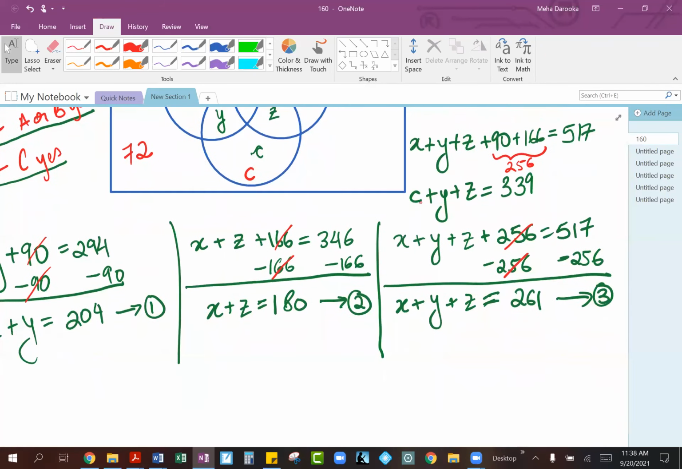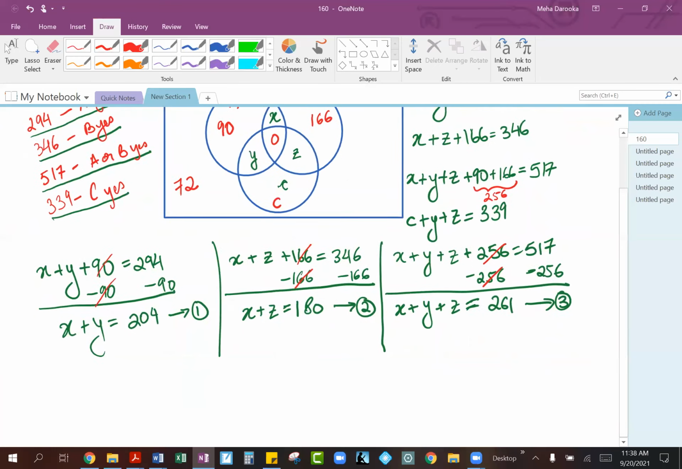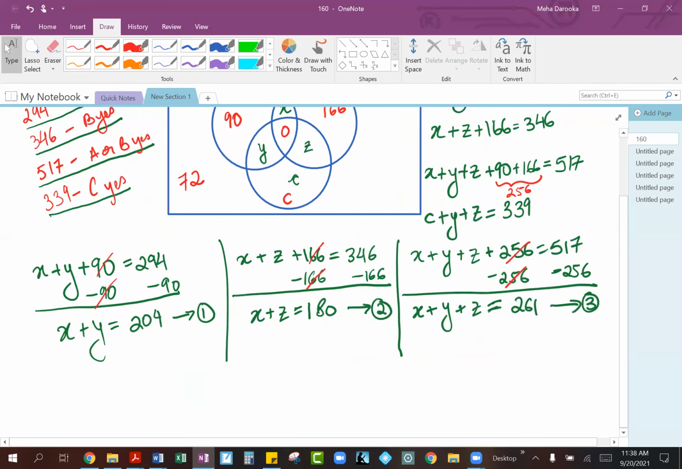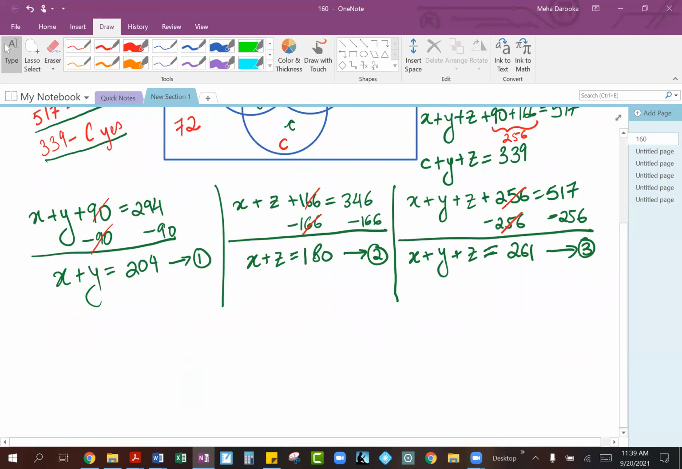All right, so remember, we're not quite ready to tackle the fourth equation, which is coming from c plus y plus z equals 339, because obviously we don't know c, y, or z at this point. So we will actually have to solve these first three equations that we have here right now. And then once we come up with c, y, z values, then we can go ahead and tackle that last equation. So let's start by looking at what we have over here right now. We've got x plus y equals 204. We've got x plus z equals 180.